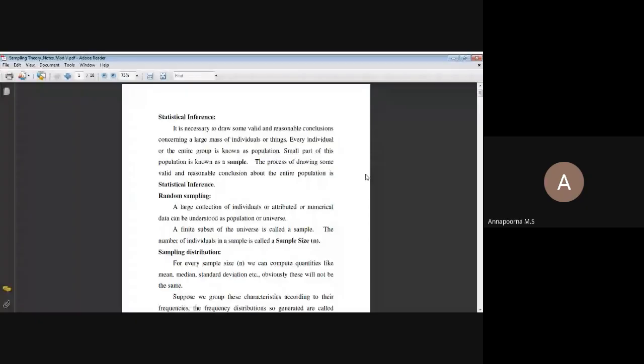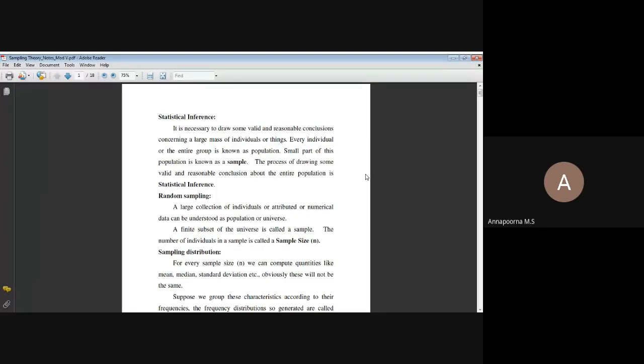So this is the second part in the fifth module. Okay, so the first part is joint probability distribution that we have already discussed. Okay, so what is sampling theory? Suppose we want to study a huge population, which contains a large data. But practically it is not possible to study each and every individual.